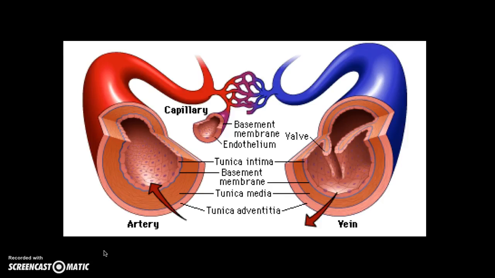This is a picture depicting the walls of the arteries versus veins. As you can see, the artery has thicker walls, while the vein has much thinner walls and the valve in between to ensure that the blood continues flowing in a proper direction, and the capillaries in the middle.